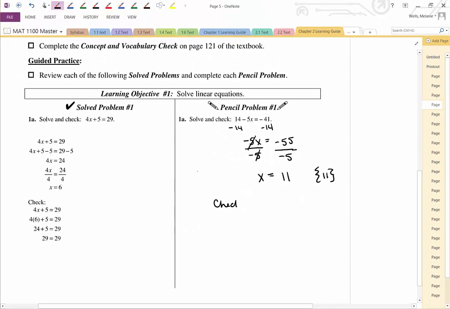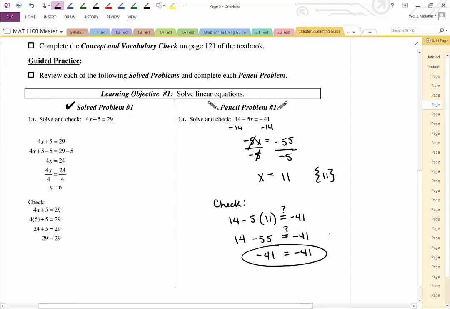Now let's check it and make sure that that's correct. 14 minus 5 times, we've just said the solution is 11. I want to know, does that equal negative 41? I've got 14. Negative 5 times 11 is a negative 55. Does that equal negative 41? And we would see that negative 41 equals negative 41. So my solution of 11 made the equation true.